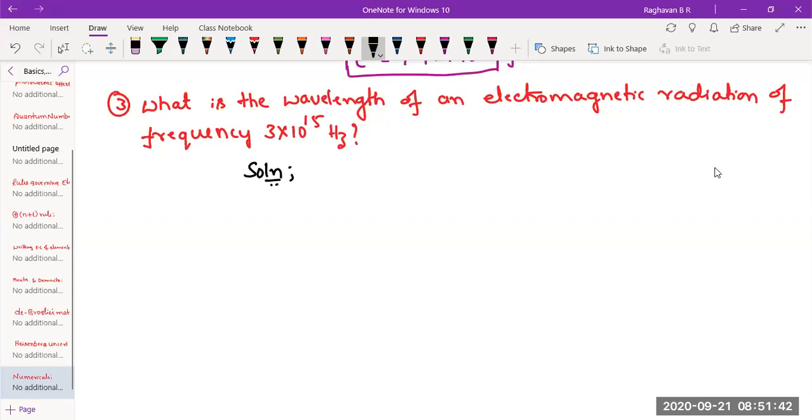What is the wavelength they are asking? Again, frequency is given. C is equal to nu lambda. So lambda is equal to C by nu, which is 3 into 10 raised to 8 divided by 3 into 10 raised to 15. It is an easy ratio. 10 raised to 8 into 10 raised to minus 15 will be 10 raised to minus 7.